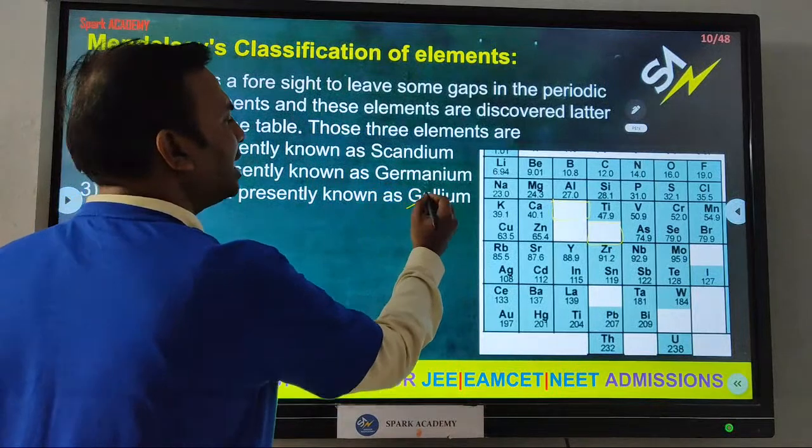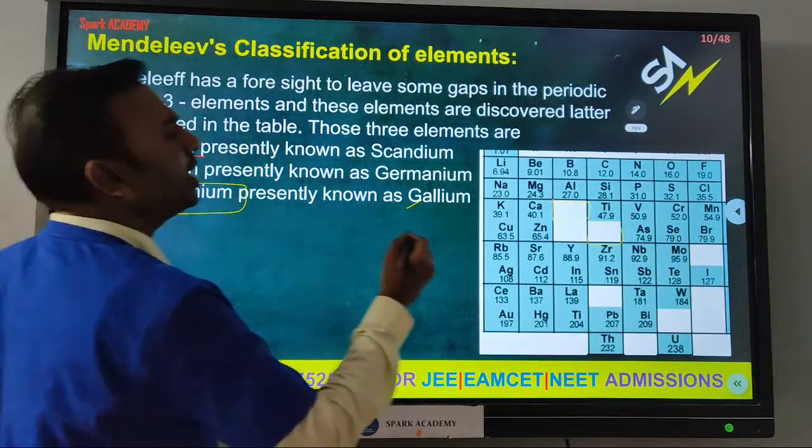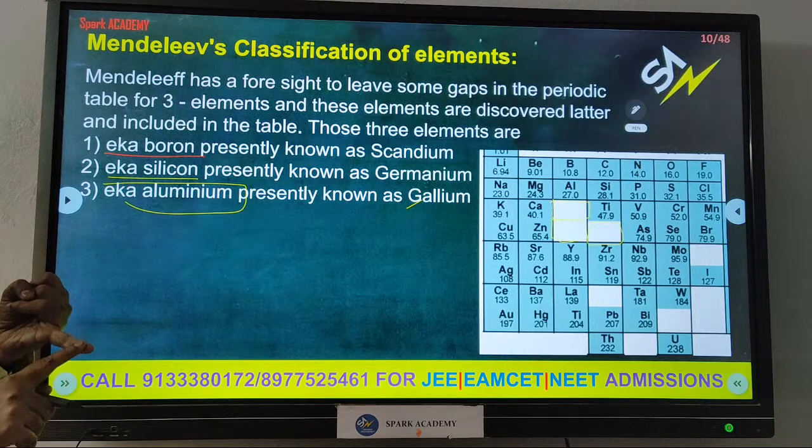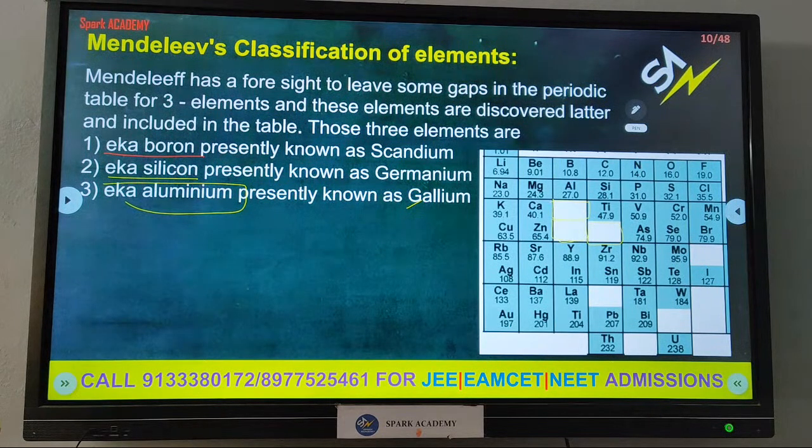Same, he did not know gallium at the time. He gave Eka aluminium below aluminium. In this way he left gaps without knowing the names, but he left the gaps very perfectly below the respective elements. Eka boron is what we now know as scandium. Eka silicon is germanium. Eka aluminium is gallium. So Eka boron is scandium, Eka silicon is germanium, and Eka aluminium is gallium. He left gaps very perfectly in his periodic table.